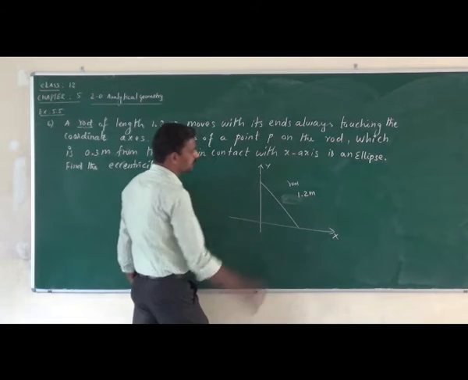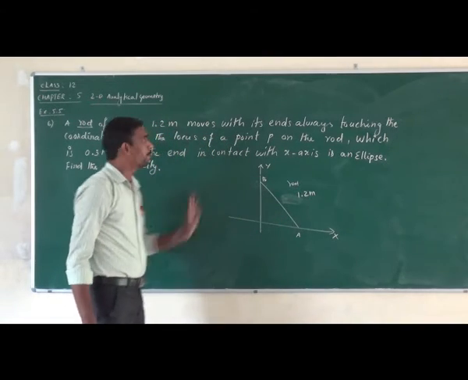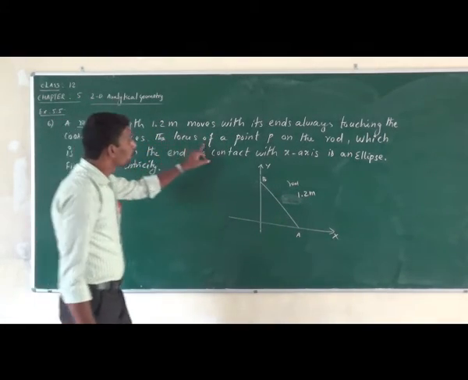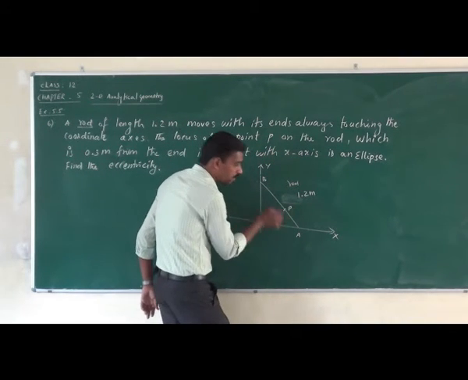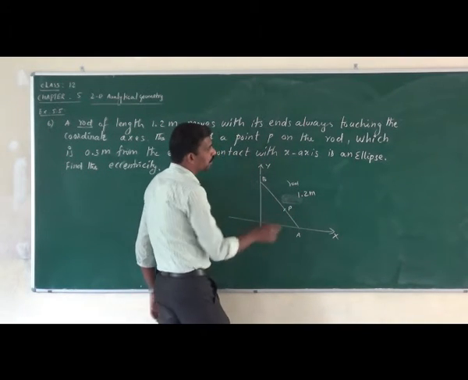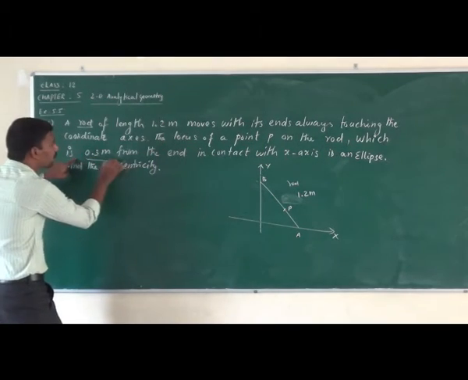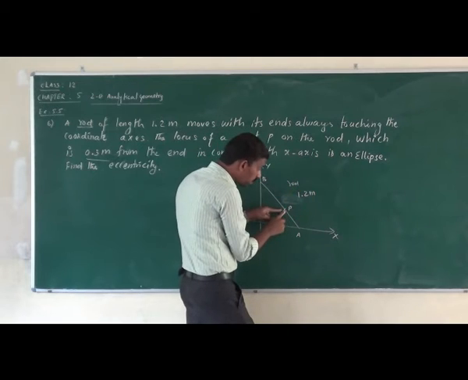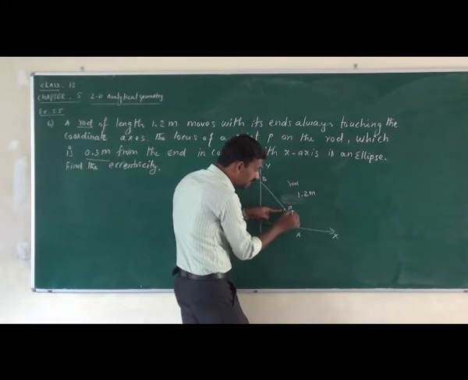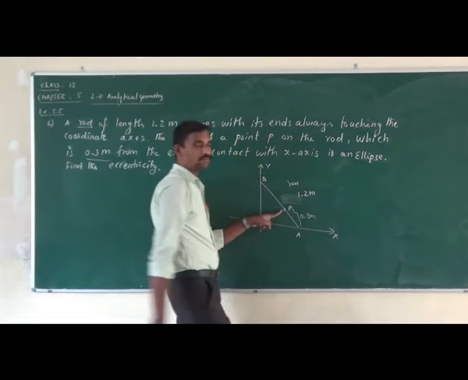Okay, so 1.2 meter. This is a rod. Touches the coordinate axis, right? Name it as A and B also. The end point should be A and B. The locus of the point P on the rod. Consider any point P. Okay, any point on the rod, which is 0.3 meter from the end of the contact with the x-axis. The point is the distance from the x-axis. This distance should be 0.3 meter. Okay.